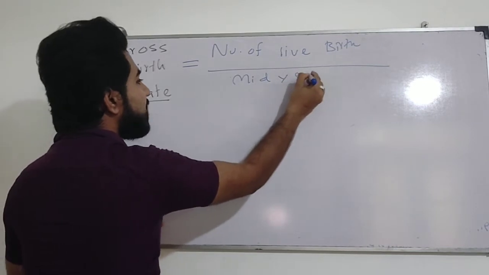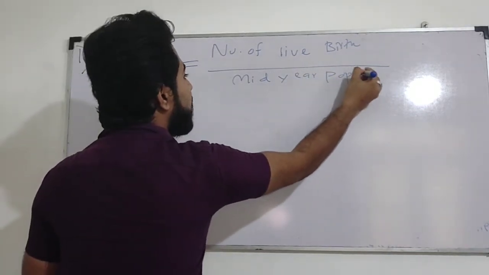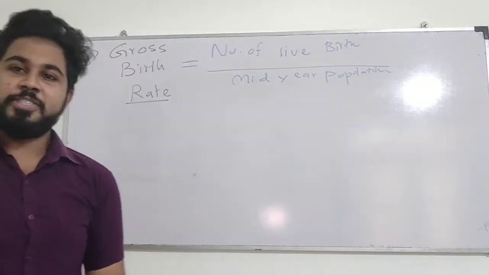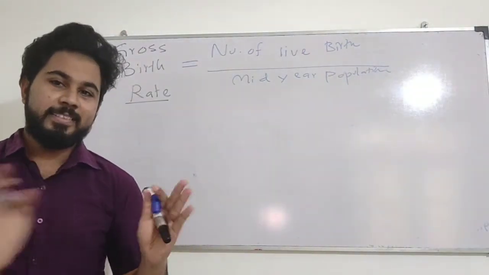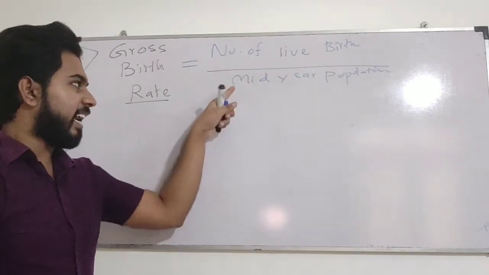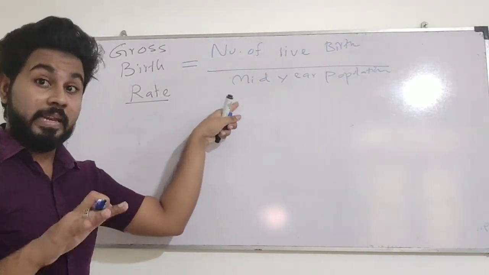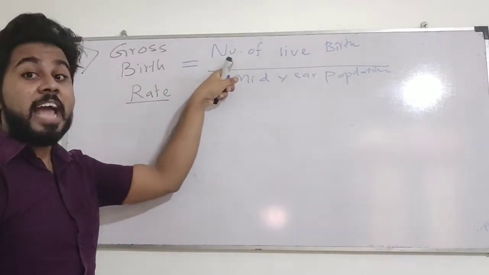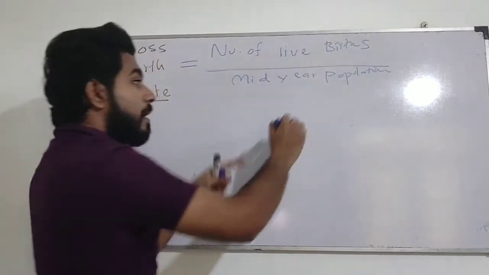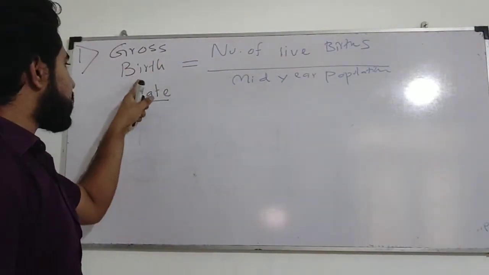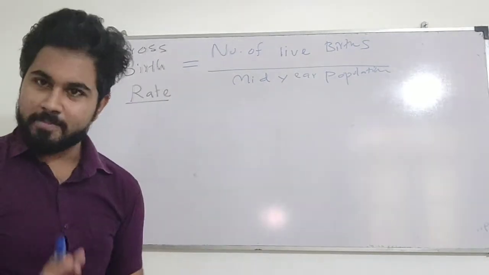the mid-year population. In the last video we learned that generally we are not calculating the population at the beginning of the year or the population at the end of the year. We are calculating the population in the middle of the year, the mid-year population. So number of live births divided by mid-year population is what we simply call the gross birth rate.